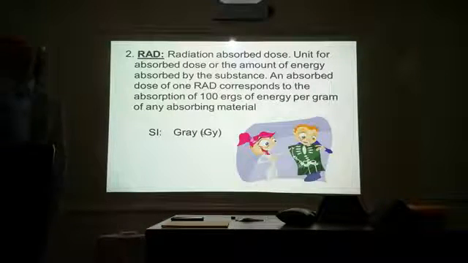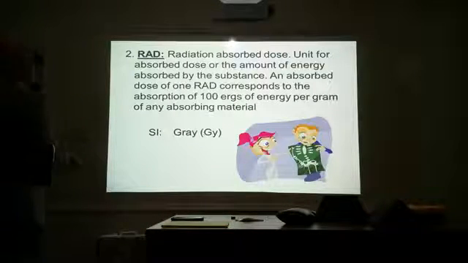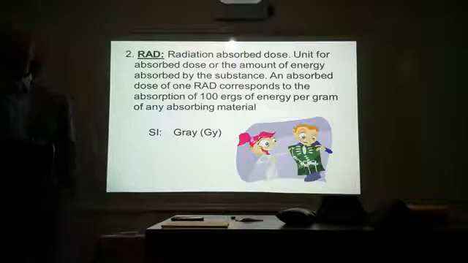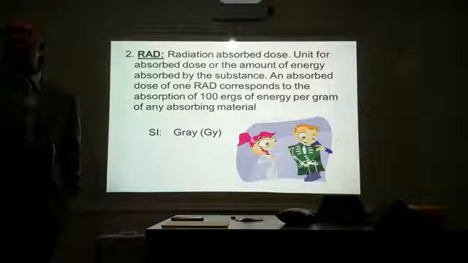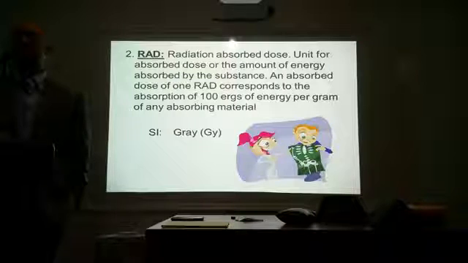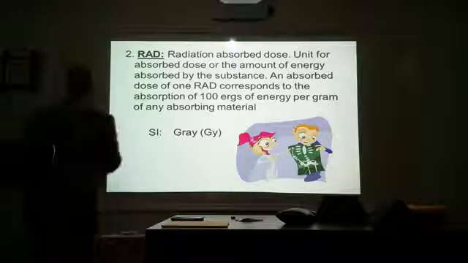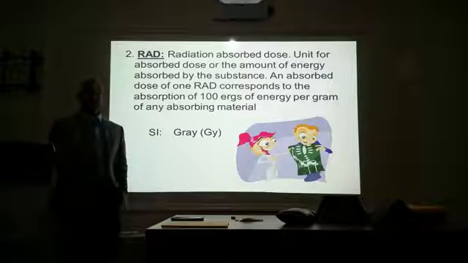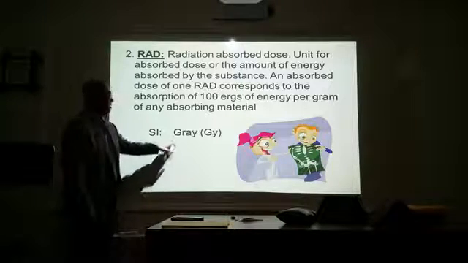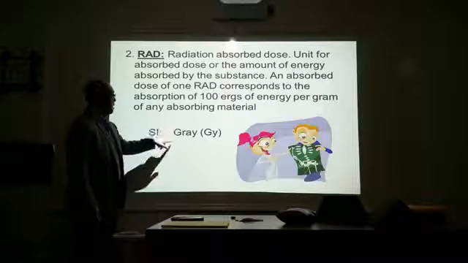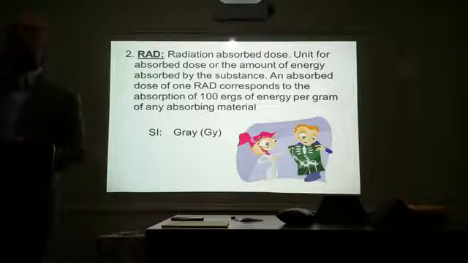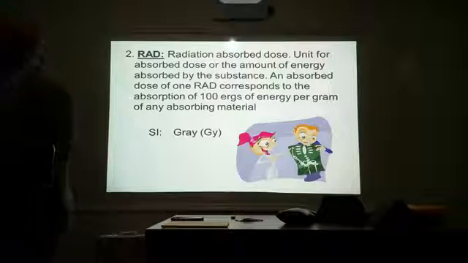All right, the RAD. The RAD is radiation absorbed dose. That is what the acronym stands for. It refers to the exposure that the patients are receiving. That's the RAD. Patient exposure. The SI equivalent is the gray. I'll talk about the conversion in the next lecture. But RAD and SI, there's going to be a slight conversion. So RAD, traditional. SI is the gray.